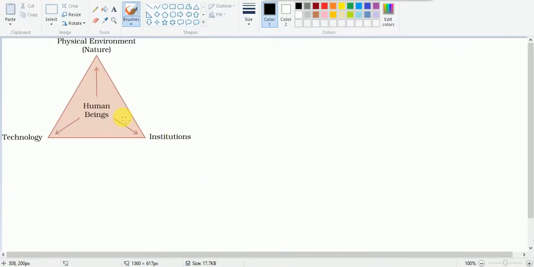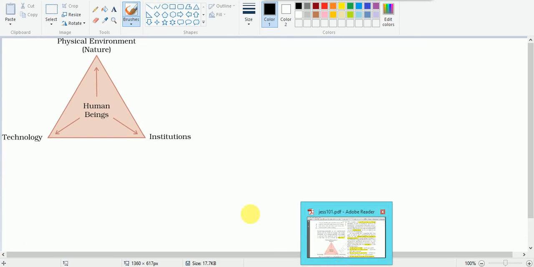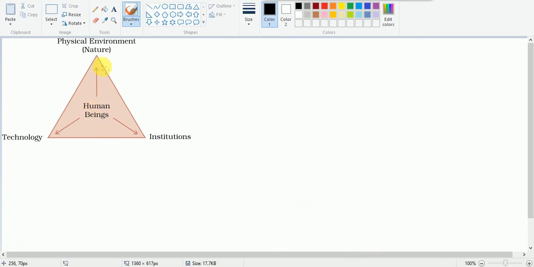As shown in your textbook, to utilize these resources given by nature, we need technology and we need institutions. Institutions here mainly refer to industries. So for the economic development of a country, we need to utilize resources using technology and industries.